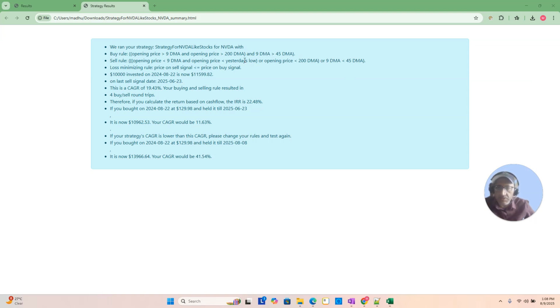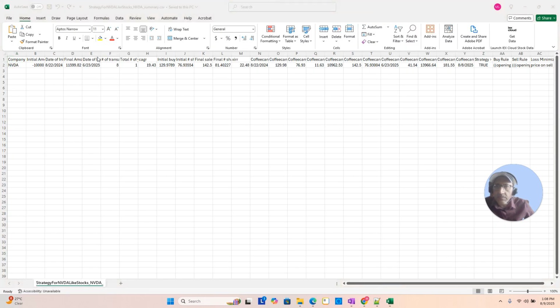This is the HTML version, a more detailed version of the summary that we saw on this screen. And this last file is just the CSV version of the summary that we saw. It's got all of these columns that you can see.